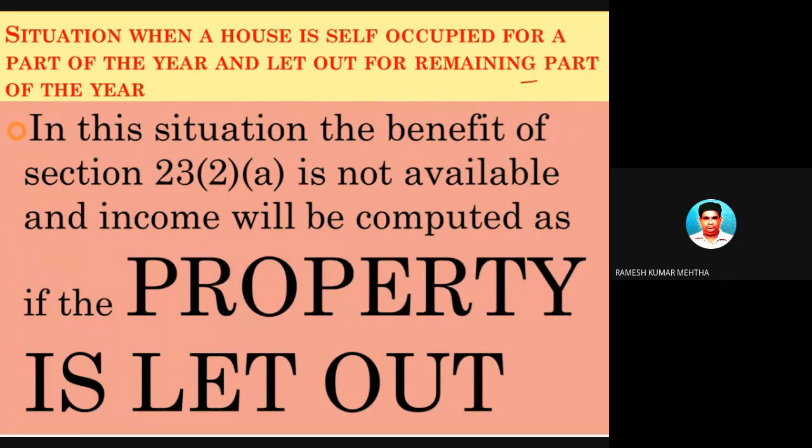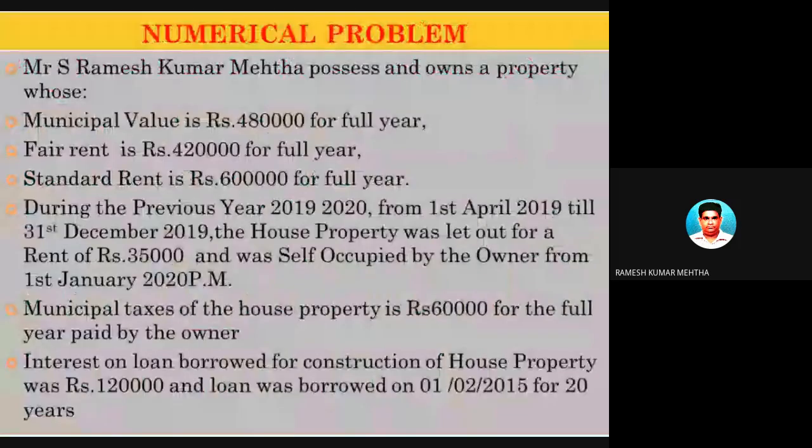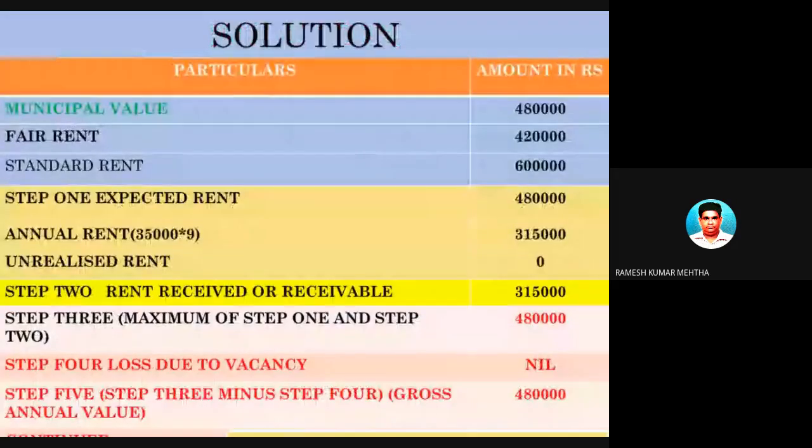This section is not enforced if a part of the year it is self-occupied and a part of the year it is let out, and it will be computed as if the property is let out. Now let's take a small problem and solve it, which will help us understand how to calculate when a part of the year it is self-occupied by the owner and a part of the year it is let out.